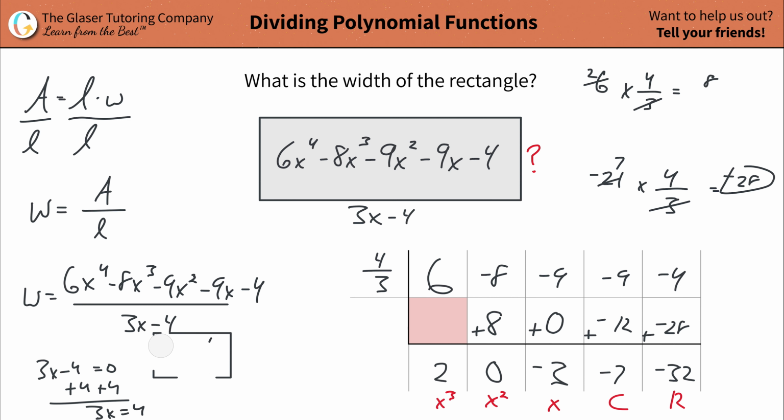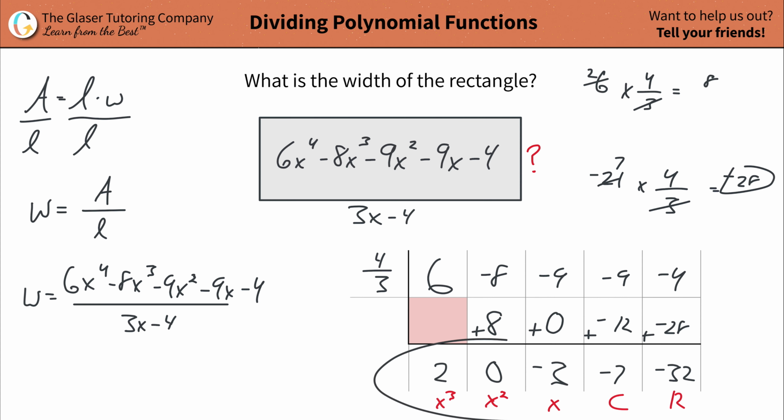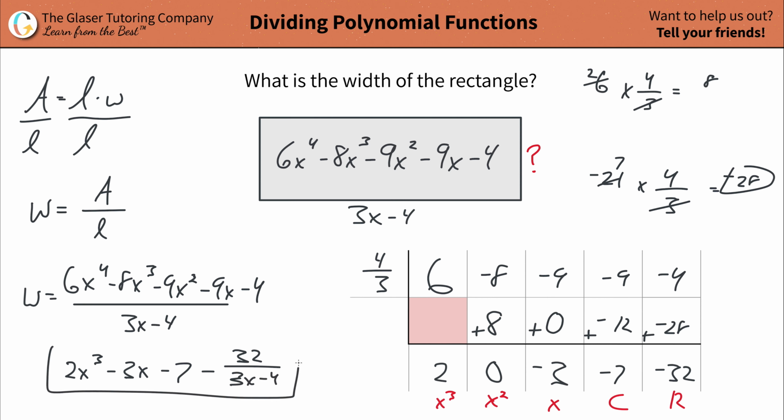So now, getting rid of all this stuff over here for now, because I have absolutely no space, what we're going to do is write out this function. So it's going to be 2x cubed, plus 0x squared, which is just 0, minus 3x, minus 7. And now this is your remainder, so you're going to subtract, because it's negative, 32. And you have to put that over whatever your divisor was, 3x minus 4. And that is the width, ladies and gentlemen. That's how you would do it.